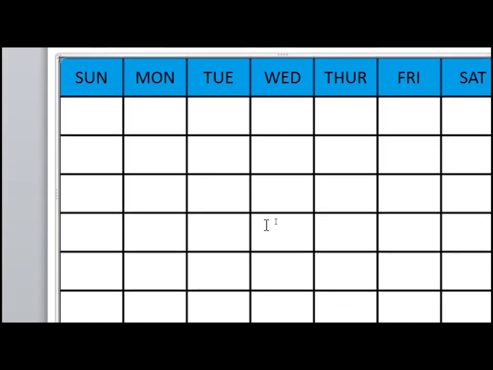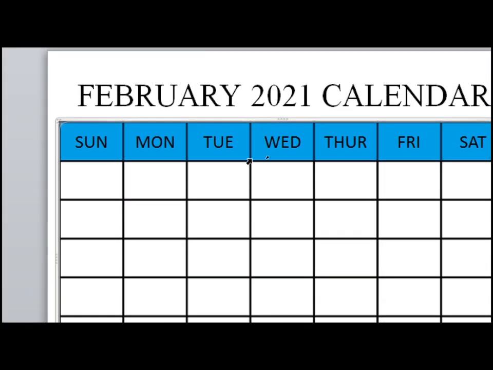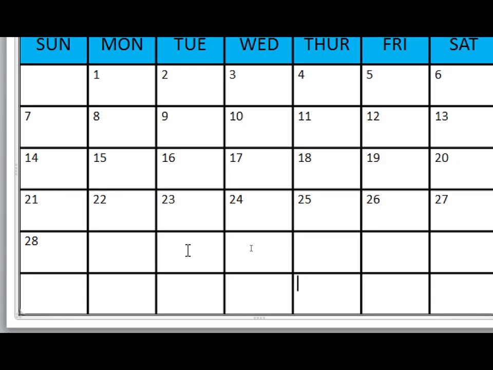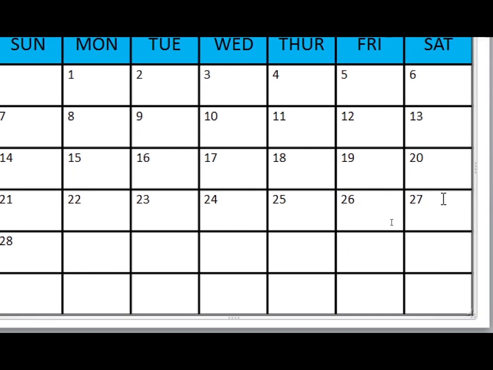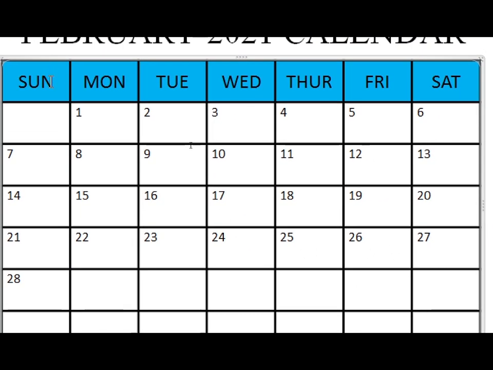Now in this area we can enter the days of the month. Of course we know February is either 28 or 29 days, but for this February 2021, it is 28 days. So I start from 1. Okay, now I enter all the days I want inside my calendar.